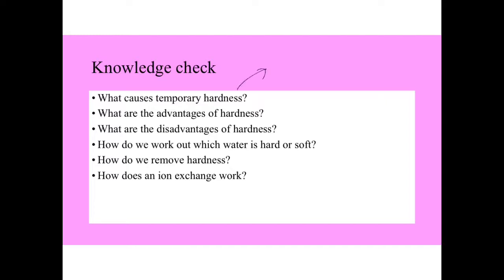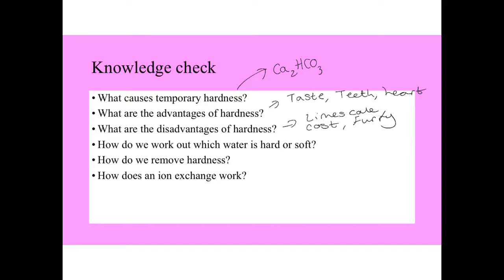So what causes temporary hardness? Normally calcium hydrogen carbonate, normally. Okay, well, the advantages of hardness: the taste, good for your teeth, good for your heart, because the calcium is really good for them. Well, disadvantages: limescale builds up. It can be a cost, plumbers, your pipes get furry.